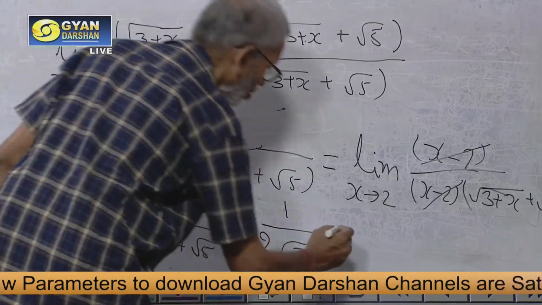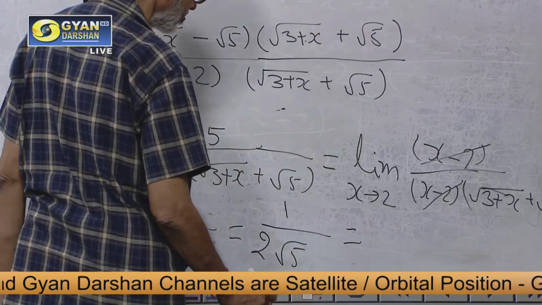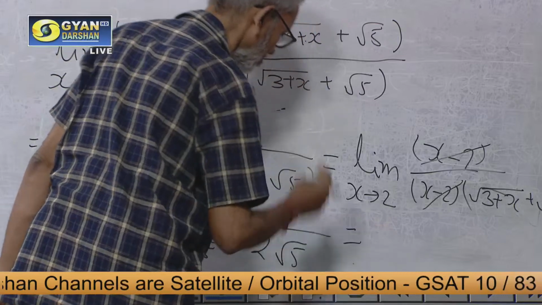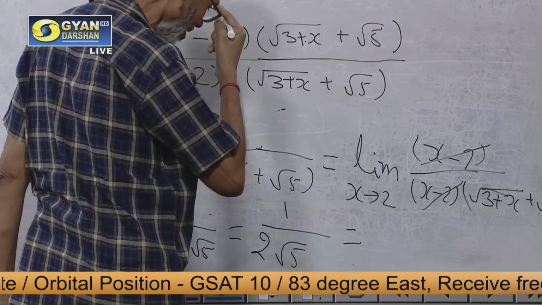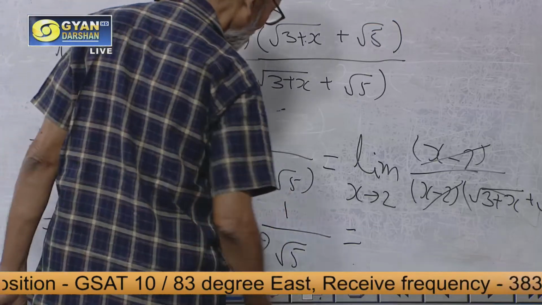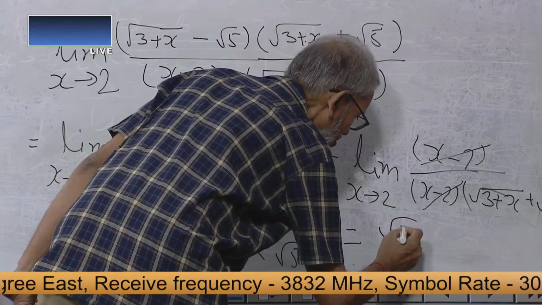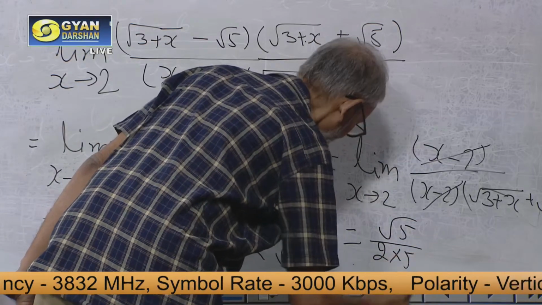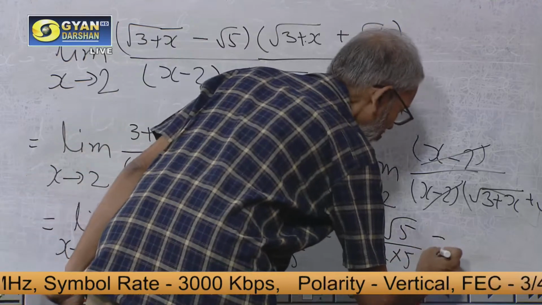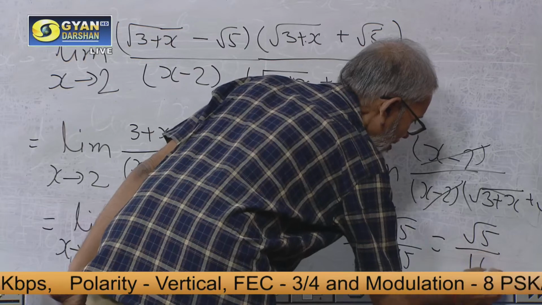We can also write it as, if we want to rationalize the denominator, root 5 upon 2 into 5. So it will be equal to root 5 upon 10.